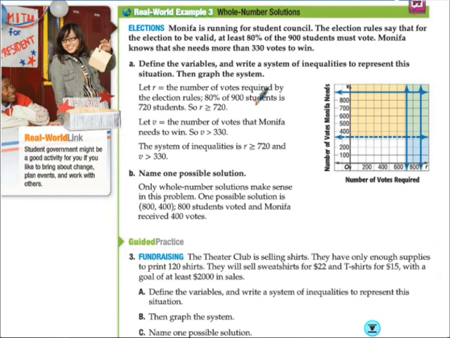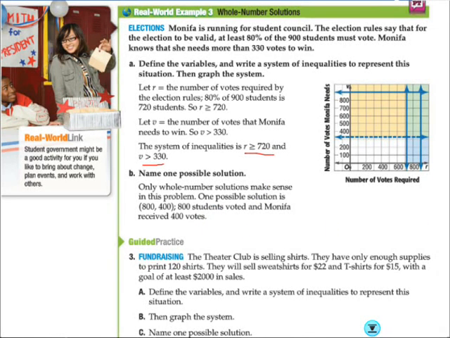So she comes up with these two inequalities: R greater than or equal to 720. That's 80% of the 900, and then votes has to be greater than 330. And so that systems of inequalities is just that and that. When it says name one possible solution, let's just pick an answer that would work for her to win. So 800 students and 400 votes, no problem.